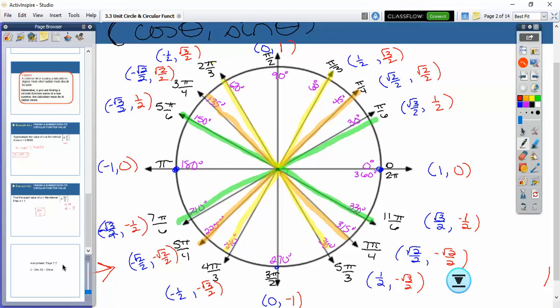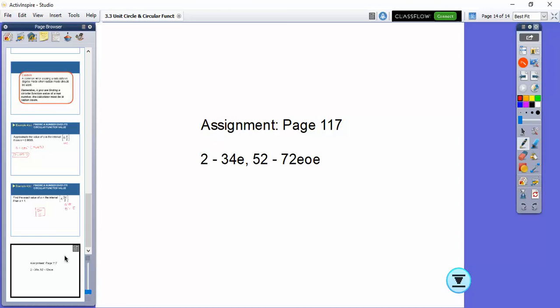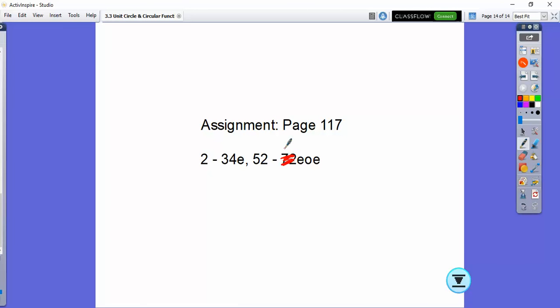I want to give you guys time to work. So here is the assignment. Although, I don't want to go to 72. Let's stop at 68. So 2 through 34 even, 52 through 68 every other.